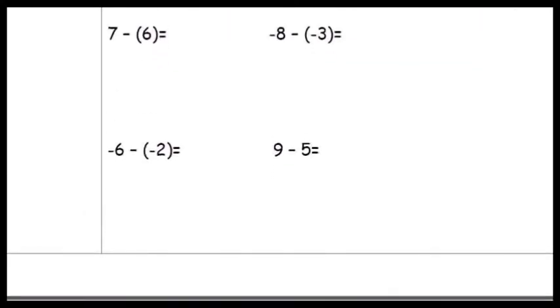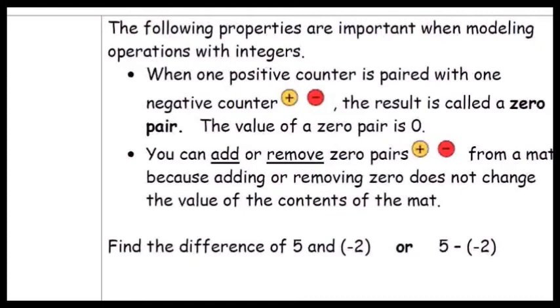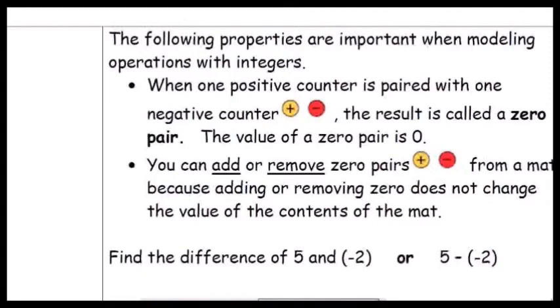Actually, you can do those two by yourself. Those are pretty easy. But now let's talk about the properties of when you model integers. One of the properties is that when a positive counter is paired up with one of the negative counters, for example, these two right here, you end up with a 0 pair.